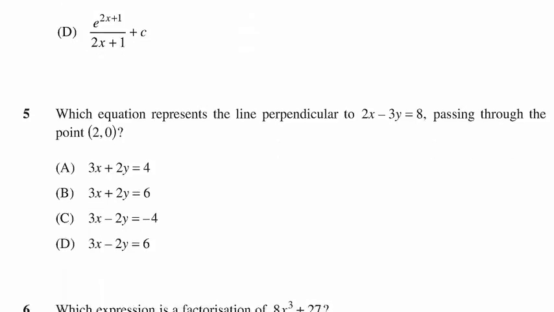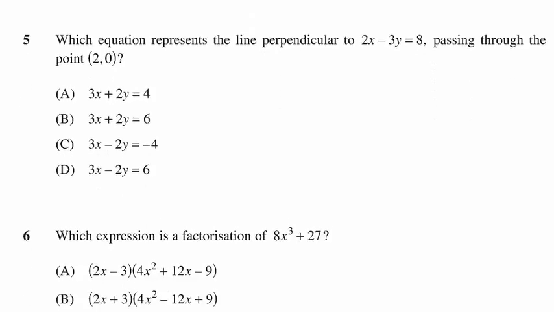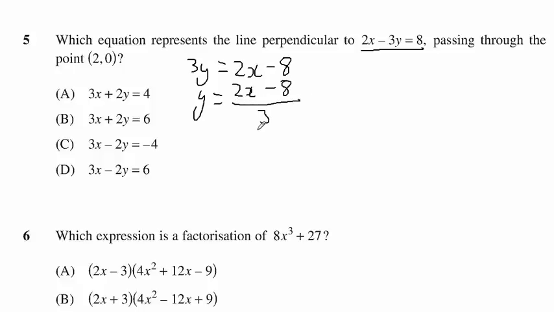The next question is question 5. And it's asking, which equation represents the line perpendicular to 2x minus 3y equals 8, passing through the point (2, 0)? So a property of perpendicular lines is that the gradients, when multiplied together, equal -1. So first things first, we'll find out what the gradient of this line is, and we'll do that by rearranging the equation to be 3y equals 2x minus 8, or y equals (2x minus 8) over 3.